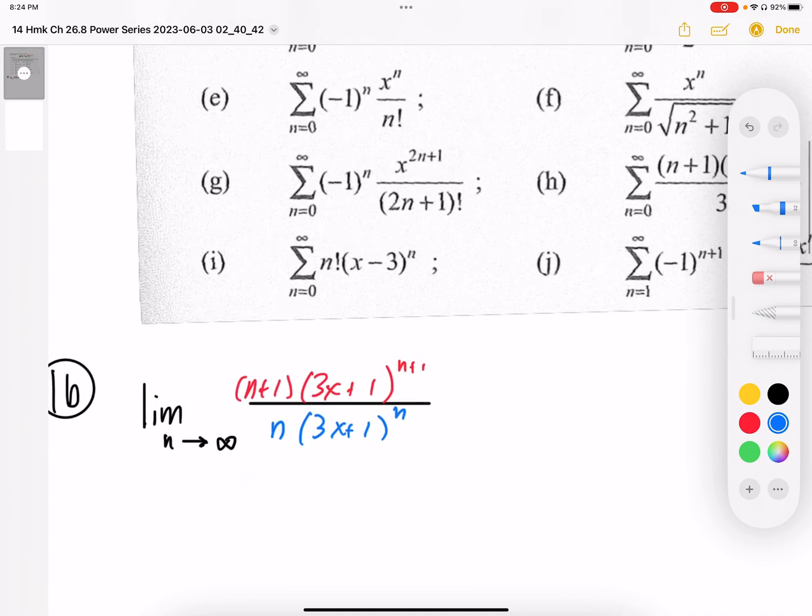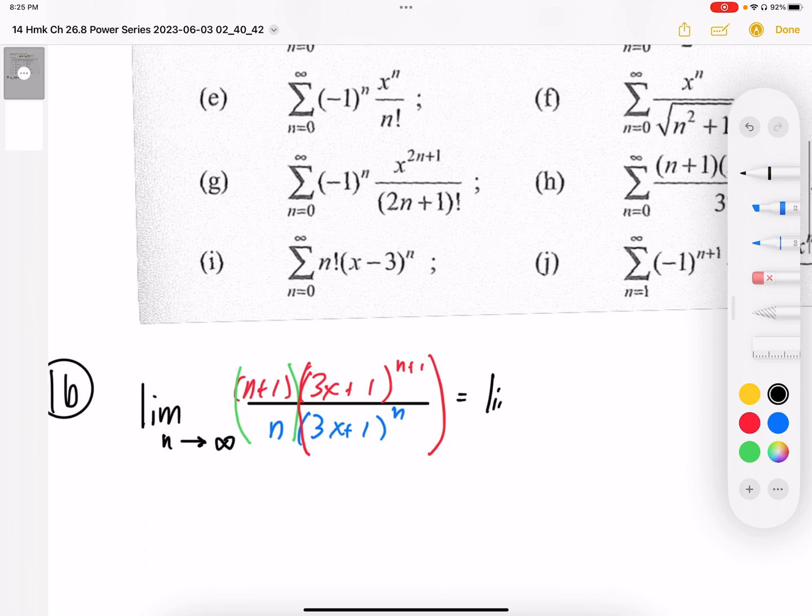Okay, so once we establish that, we're just going to group some of these together. So the limit of that looks like it's going to be 1. And then we're going to group these together. And that's going to give us the (3x+1) to the n's are going to cancel out. So we're going to end up with something that looks like this.